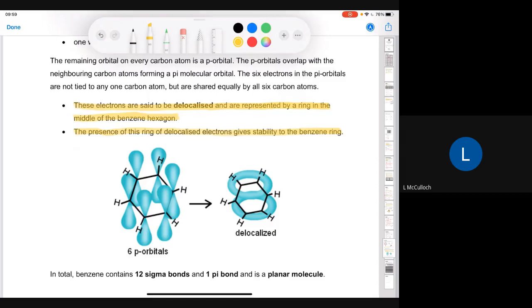Okay, so it's planar. I would say another really common question, particularly in multiple choice, would be like, which of the following statements is true about benzene, or which of the following statements is not true about benzene? And quite often it's a planar molecule is one of the four options. So obviously it's a planar molecule is true. So depending on the question, that may or may not be your correct answer.